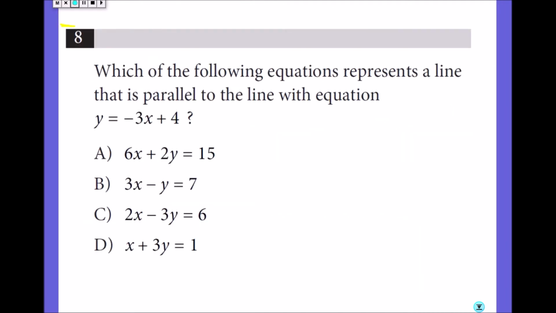8. Which of the following equations represents a line that is parallel to the line with equation y equals negative 3x plus 4? Parallel means what? They have the same slope. So here we have a slope of negative 3, so we're looking for a slope of negative 3. So you're solving for y. So here, let's start from this one.